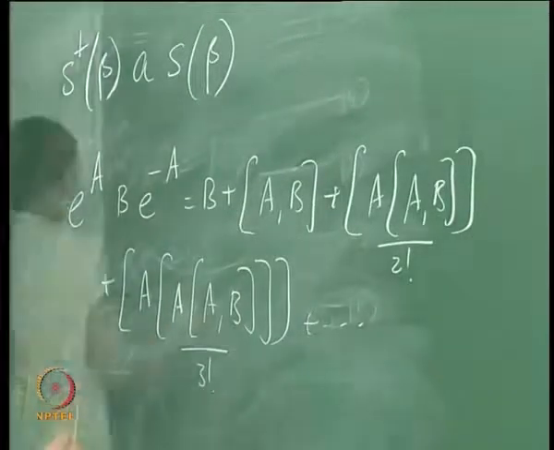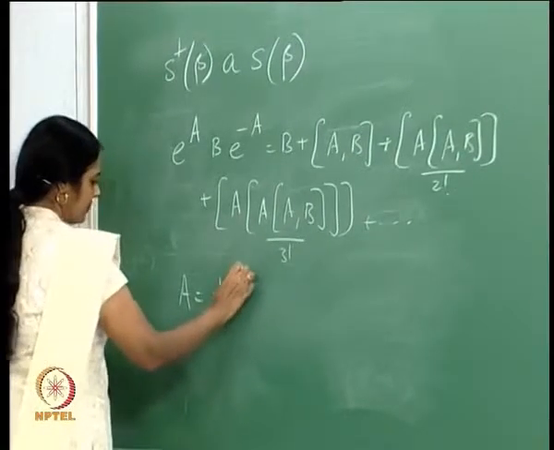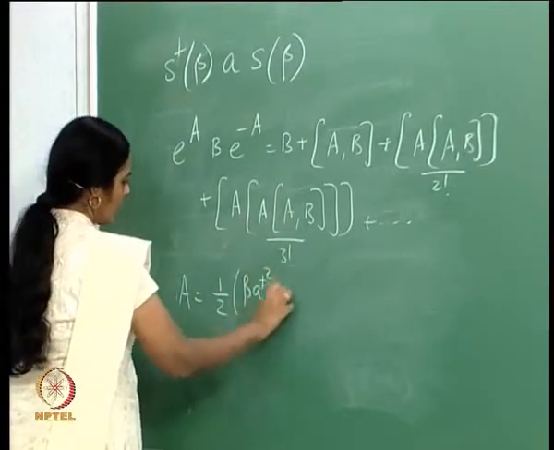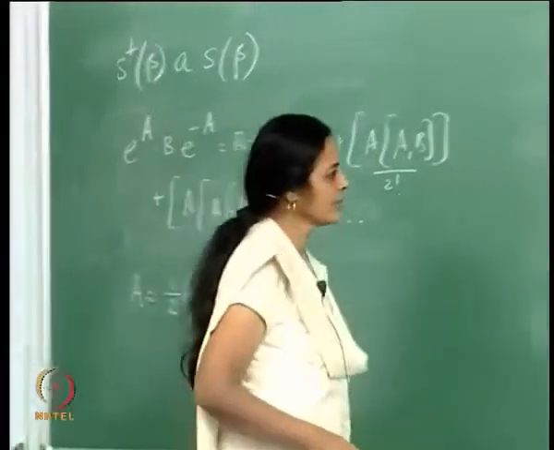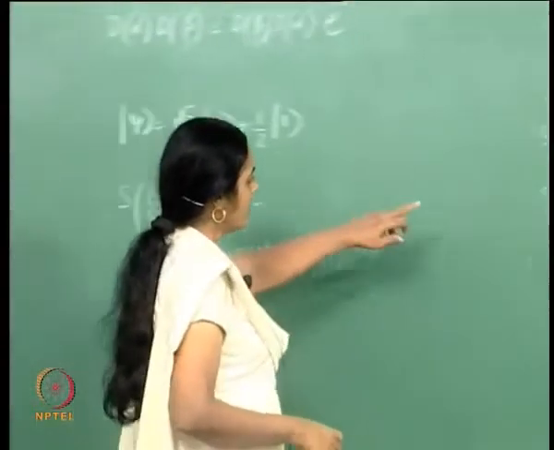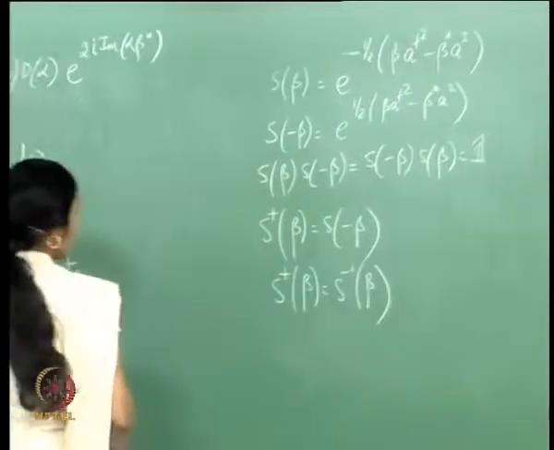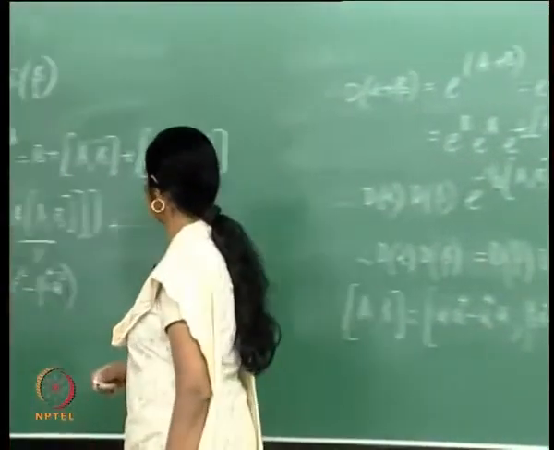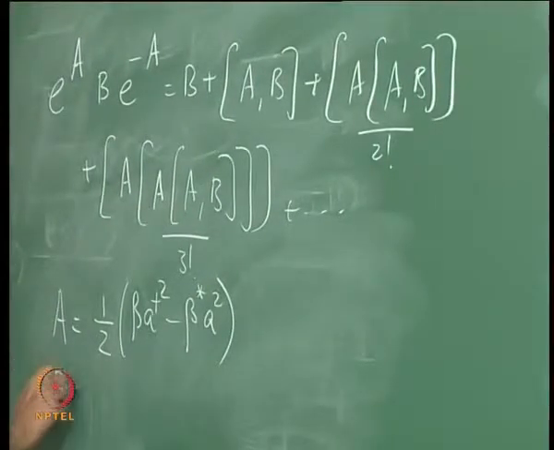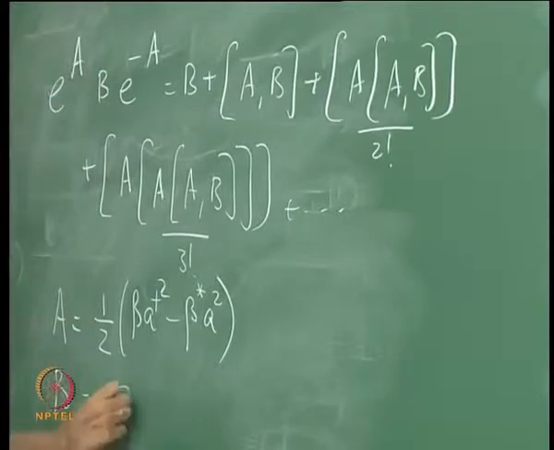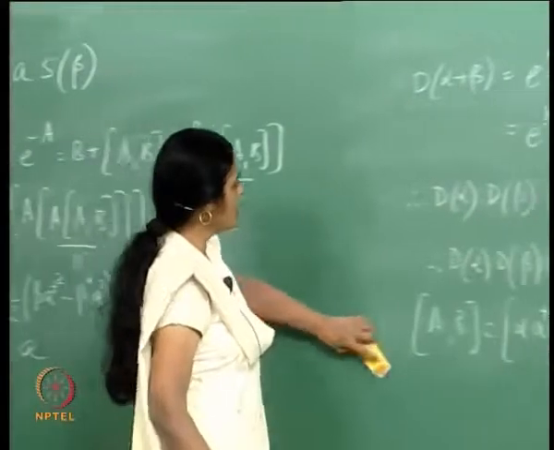And in this case, A is simply half beta a dagger squared minus beta star a squared. That is what we have here. S dagger of beta is S of minus beta, and that is here e to the half beta a dagger squared minus beta star a squared. B itself is the operator A, and we need to find these commutators and simplify.